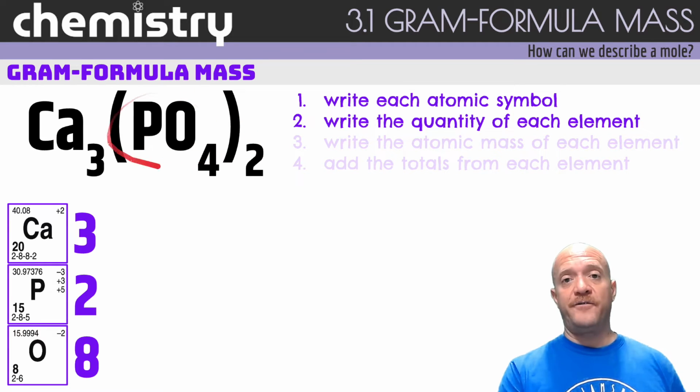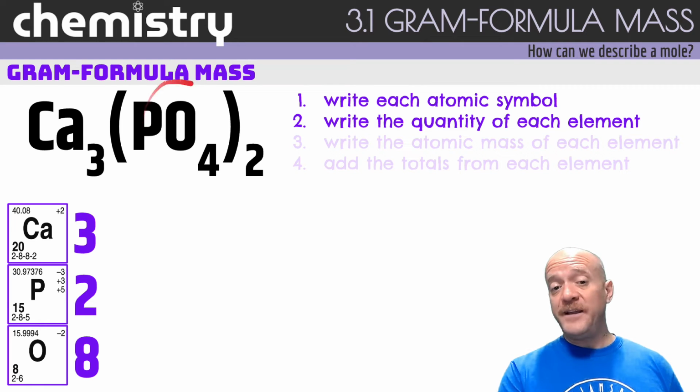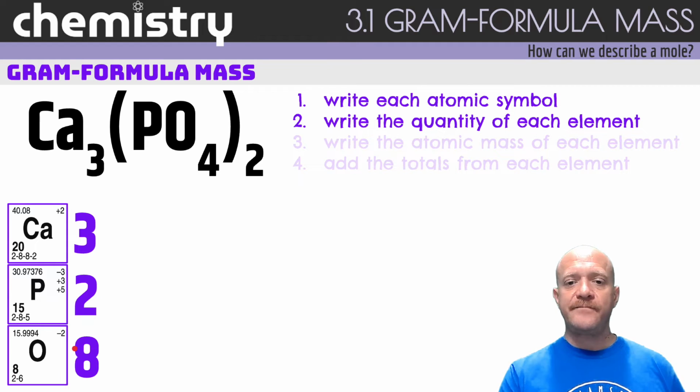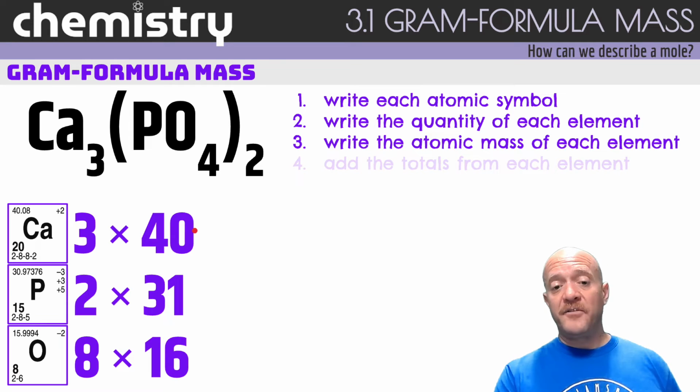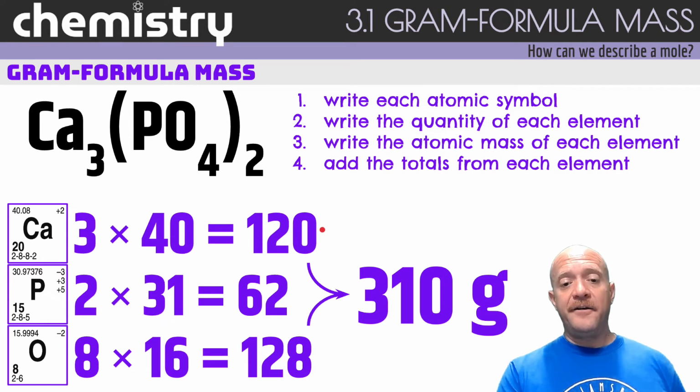I have 2 PO4s, which means I have 2 Ps and 2 O4s, which means 2 phosphorus and 8 oxygens. Then I will write the atomic mass of each element: calcium is 40, phosphorus is 31, and oxygen is 16. When I do this math, multiply and add, I get 120 plus 62 plus 128. Add those all up, I have 310 grams. That is the gram formula mass for calcium phosphate.